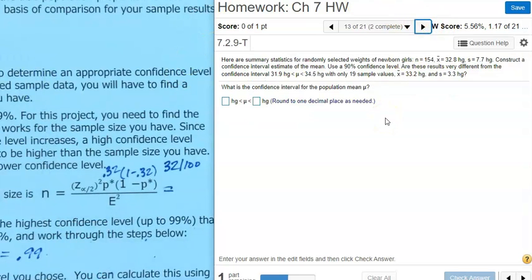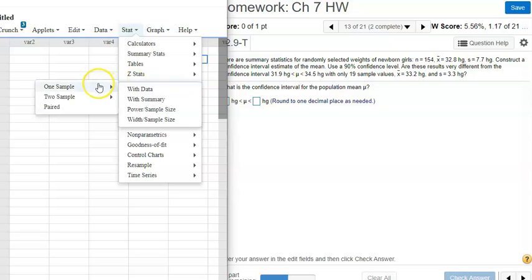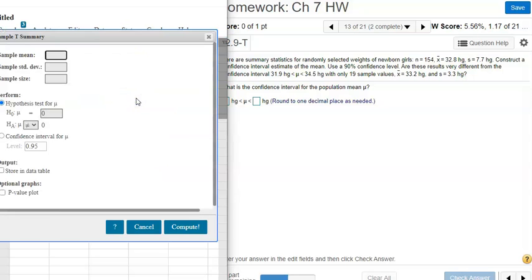There are also problems in this homework assignment that have to do with finding confidence intervals for means. You can still use StatCrunch for this. You just have to choose the right procedure in StatCrunch. For these, whenever they're talking about a mean, you're going to use the t-stats. In this one, they just gave you sample data, so you're going to say with summary. And what you get here should match with what they give you in the problem.